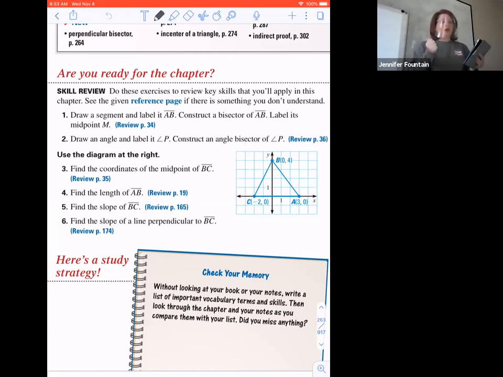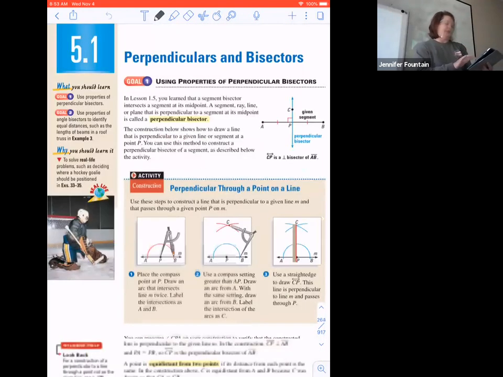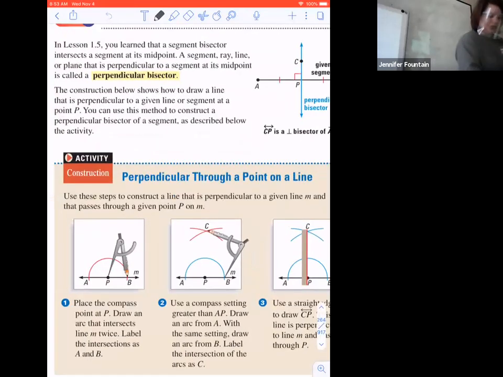Also, slope. When we talked about the slope of a line, what did we say the slope of a line is? Anybody remember slope? Rise over run. So that means, am I going up or down to get from point to point and then side to side? Okay. So now we're moving on to 5.1, perpendiculars and bisectors. So goal 1, this is on page 264.